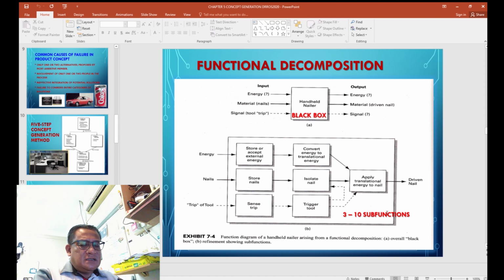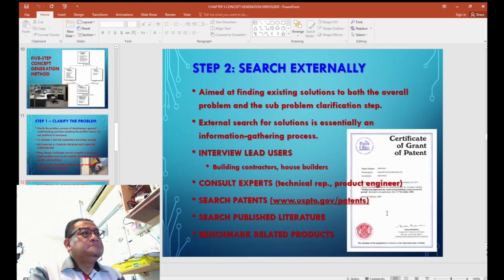Be it green, which is ready to use; be it yellow, perhaps it needs some servicing; be it red, it means that the machine is broken or not functioning. So this sensor will send the trigger to the tool in order to ensure that the machine can work properly and the kinetic energy can help to drive the nail towards the wood.